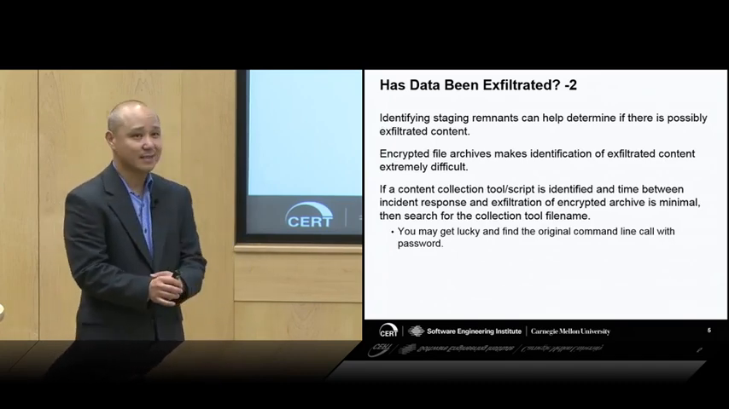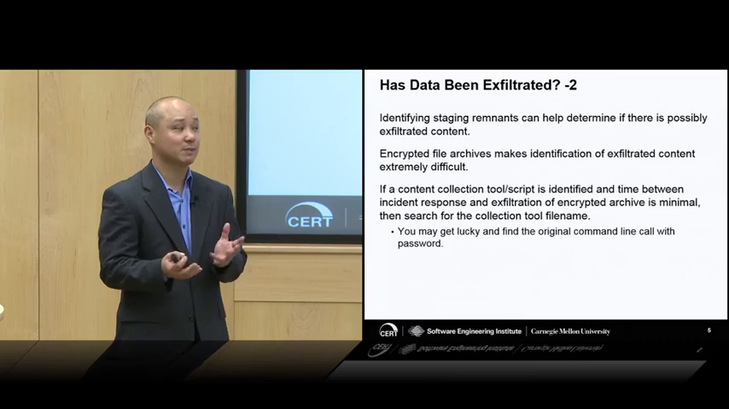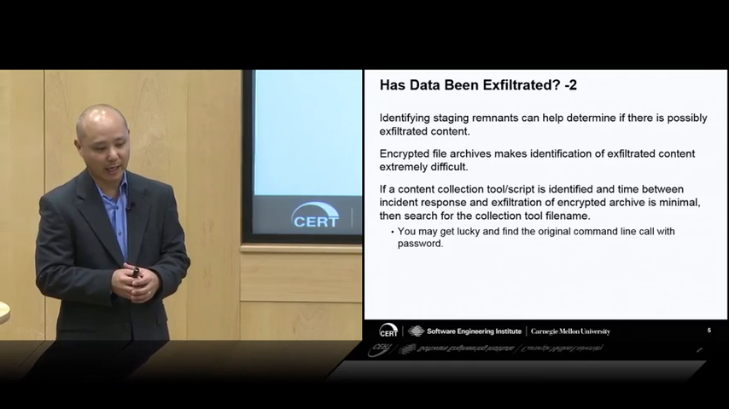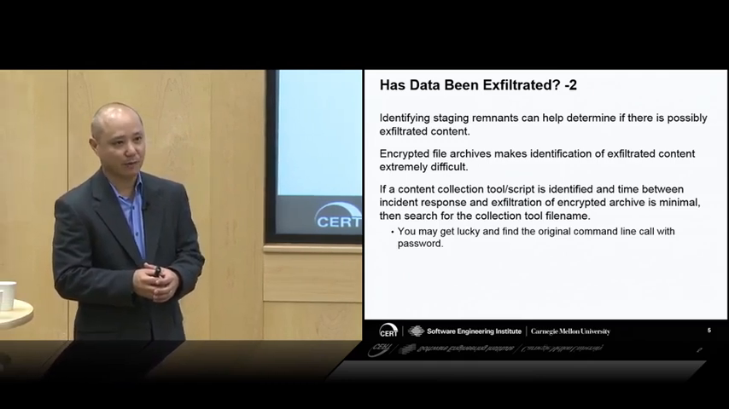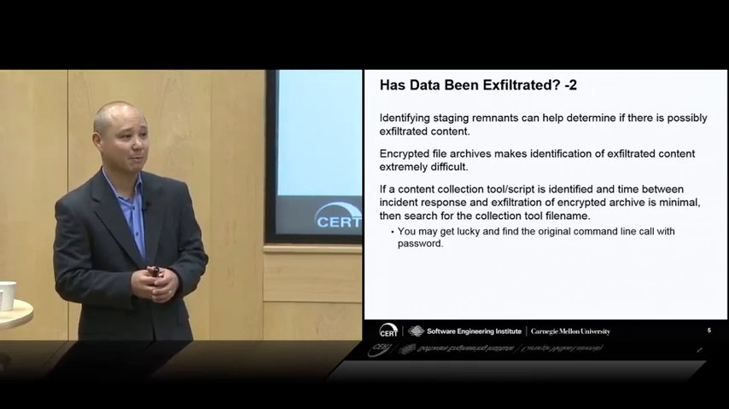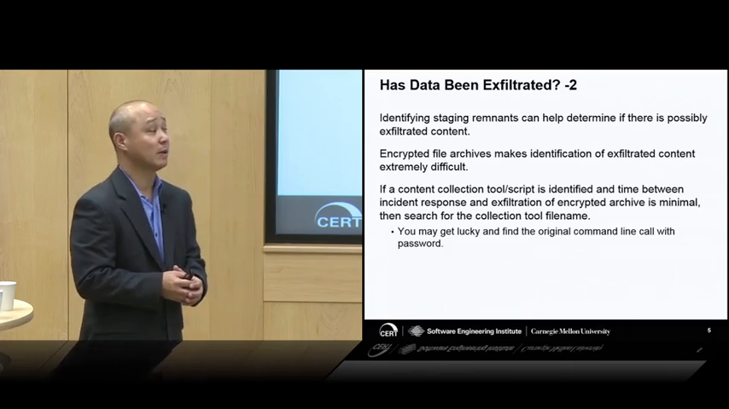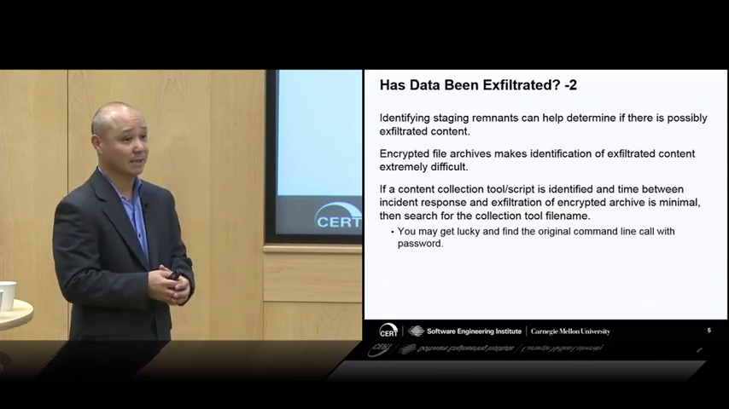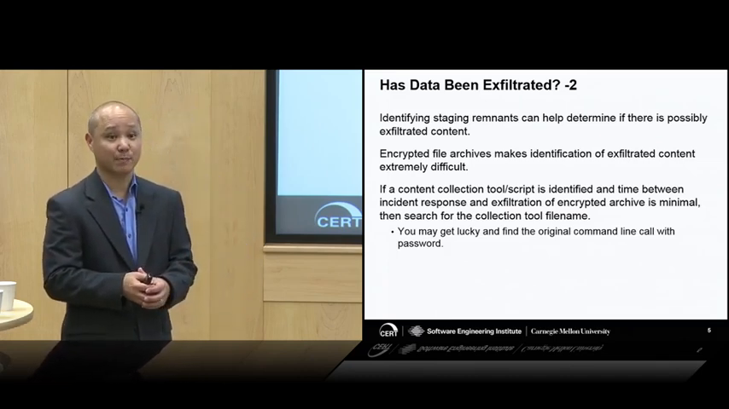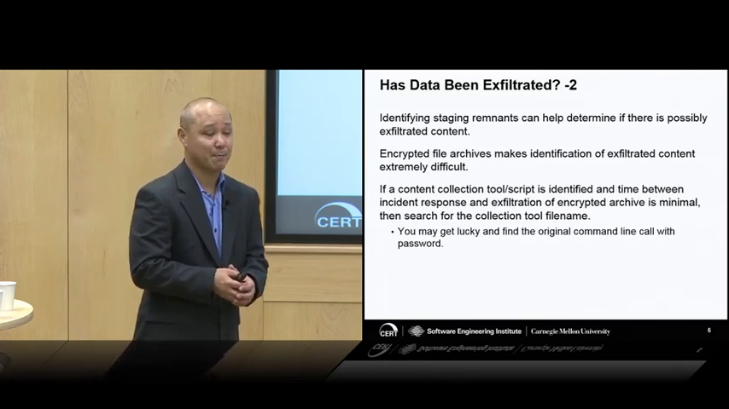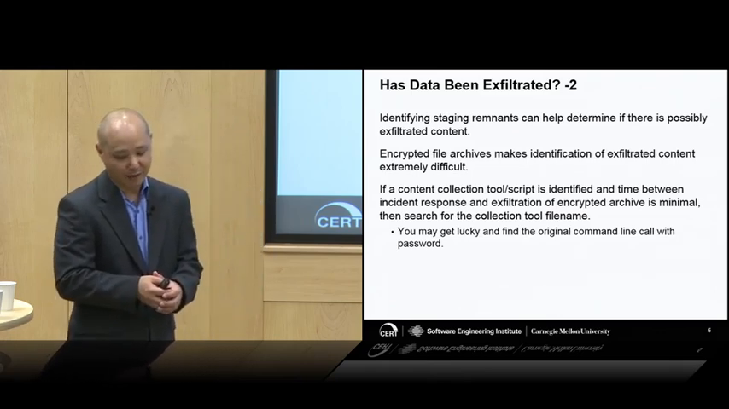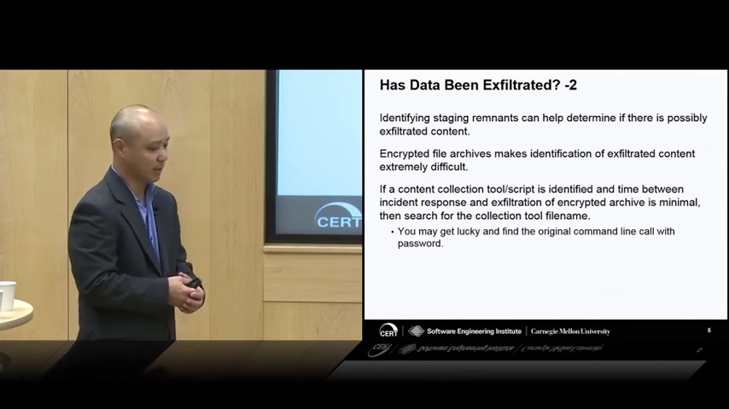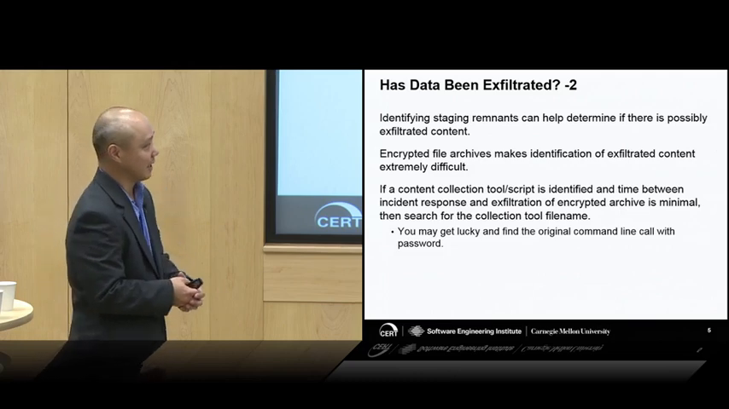So identifying staging remnants can help determine if there is possibly exfiltrated content. You want to be looking for maybe a file structure with uncommon names. Or I say uncommon, but certainly ones that don't generally match up to the ones that you have on your system. And they may be hidden in places like the System32 areas or temp areas on the drive. So they try not to stand out. You wouldn't think they would put it straight on C and start creating their own file structure.